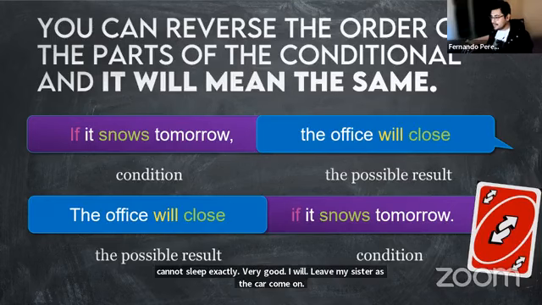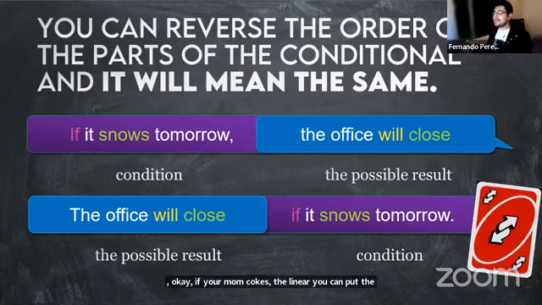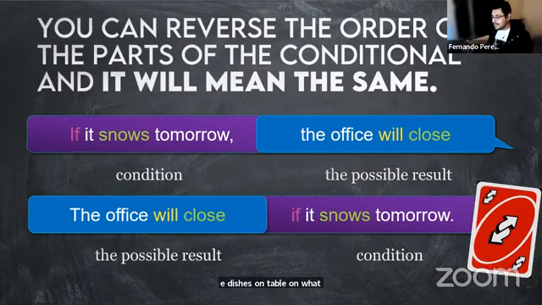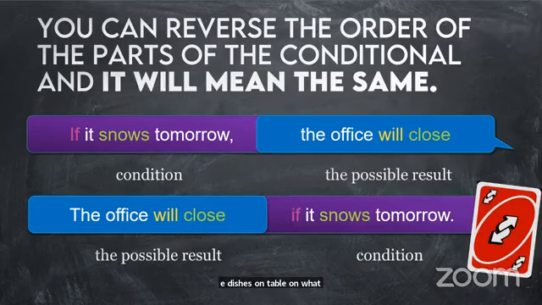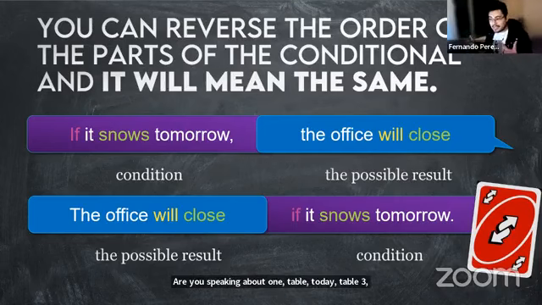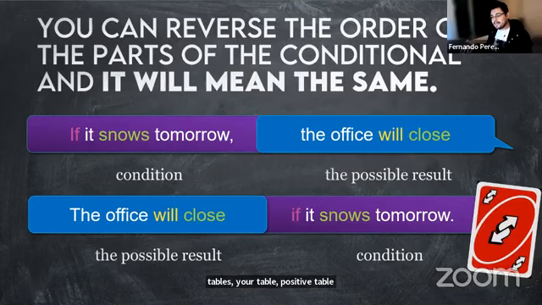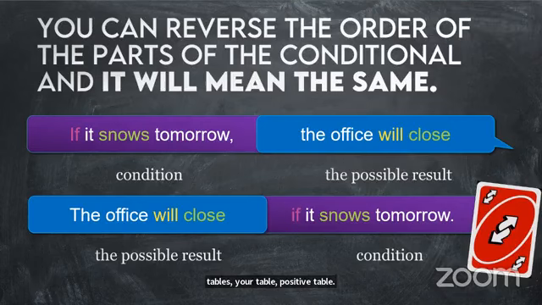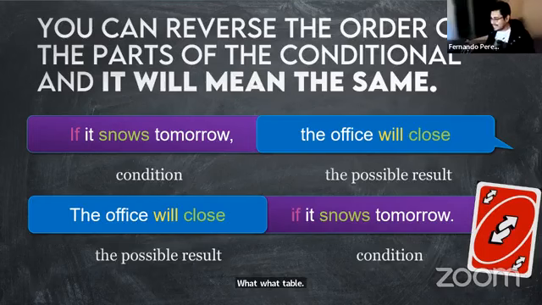If my mom cooks the dinner, I can put the dishes on table. On what table, Raul? What table? What do you mean? Tables are countable. Are you speaking about a specific table? One table, two tables, three tables? Your table? Possessive table? What table? On the table. Excellent.